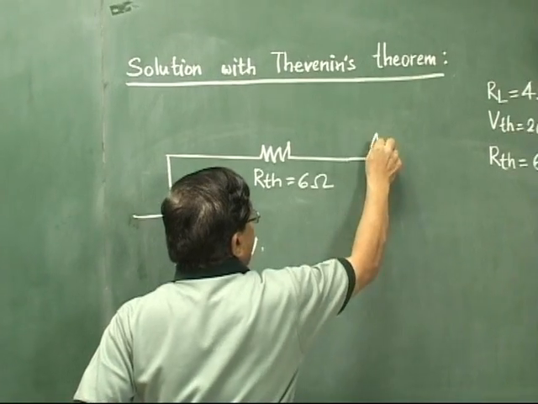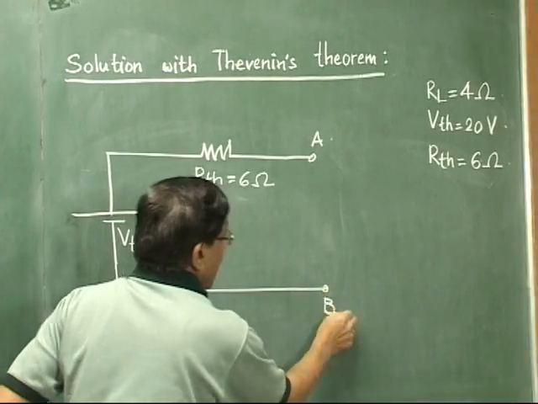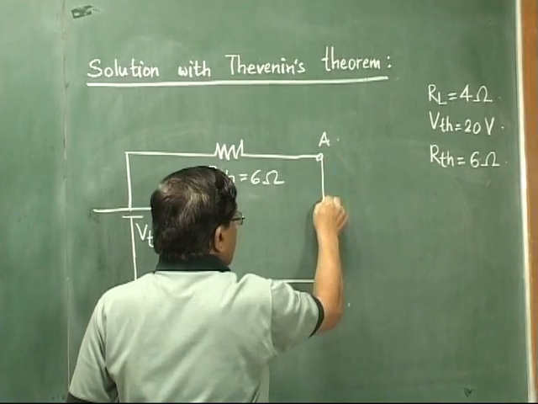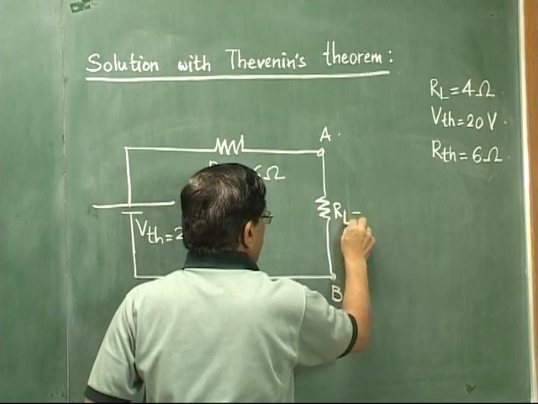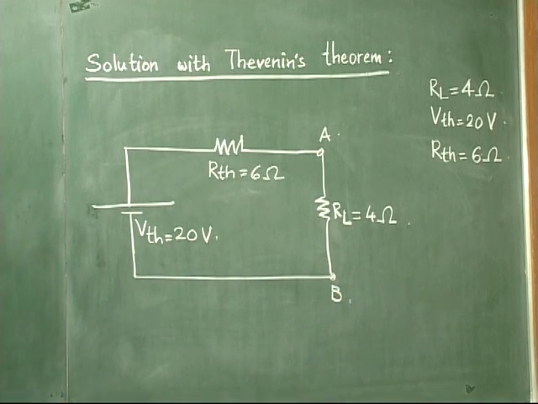and then point A here, point B, and then we have to replace the load resistor. Load resistor is 4 ohm, so RL must be equal to 4 ohm. So this will be the Thevenin's equivalent circuit for the given circuit.